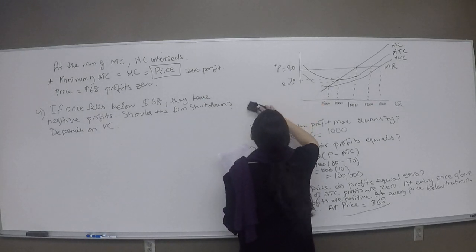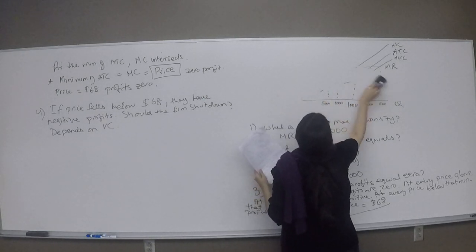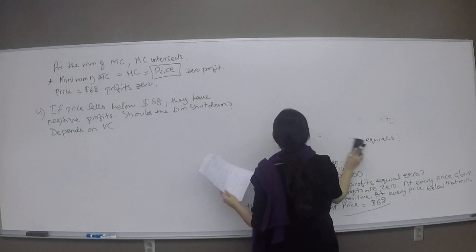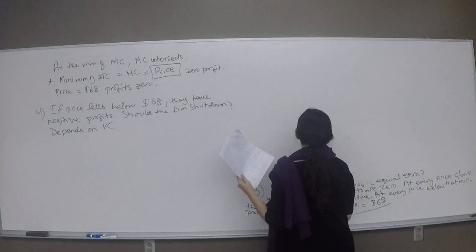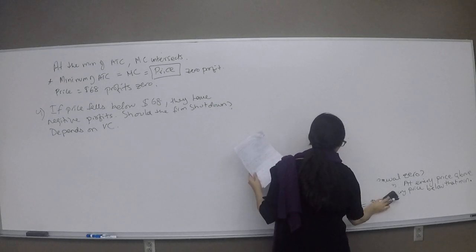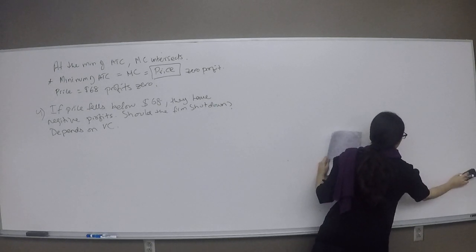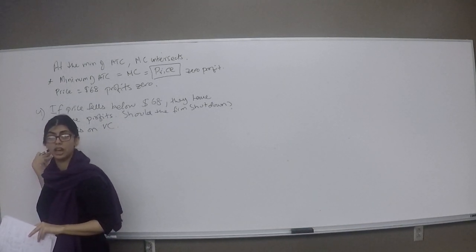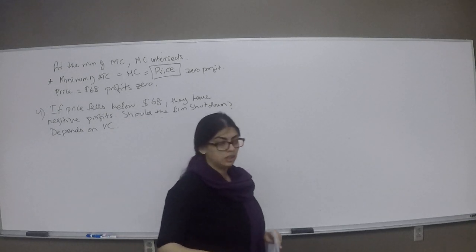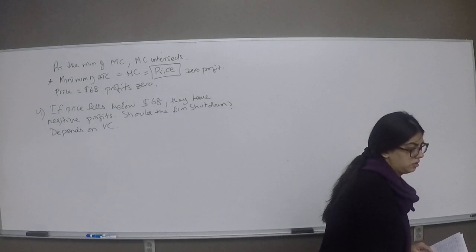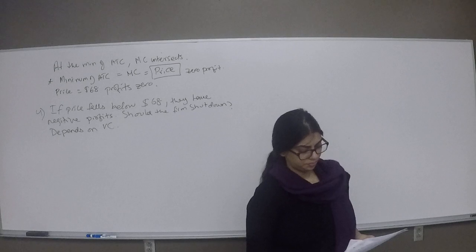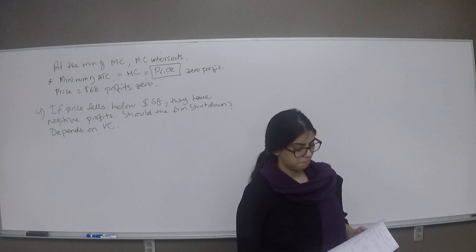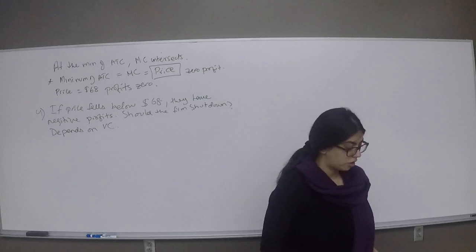So I'm going to erase this and do another problem. You can write here, just having negative profits is not enough to shut down. You have to know the variable cost. We don't have that much time to do the second problem, so we'll start from here on Wednesday.